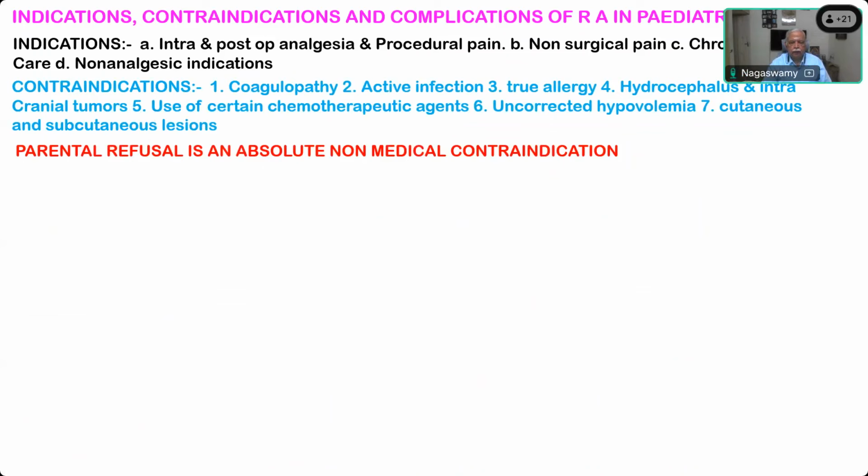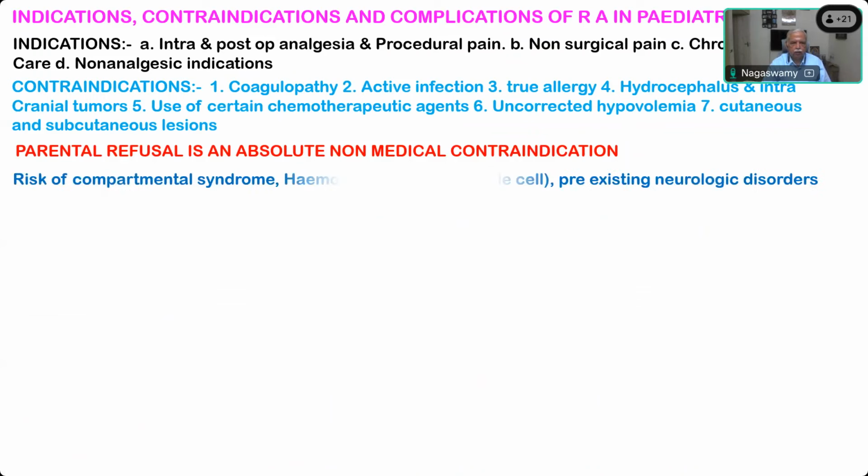And parents' refusal is a very important non-medical legal critical contraindication. If parents say they don't want any regional done in their child, then you cannot do that. Risk of compartment syndrome, hemoglobinopathies like sickle cell, and pre-existing neurological disorders. I think you are not correct in saying that you can do local blocks or regional technique in neurological disorders; it is also a contraindication.